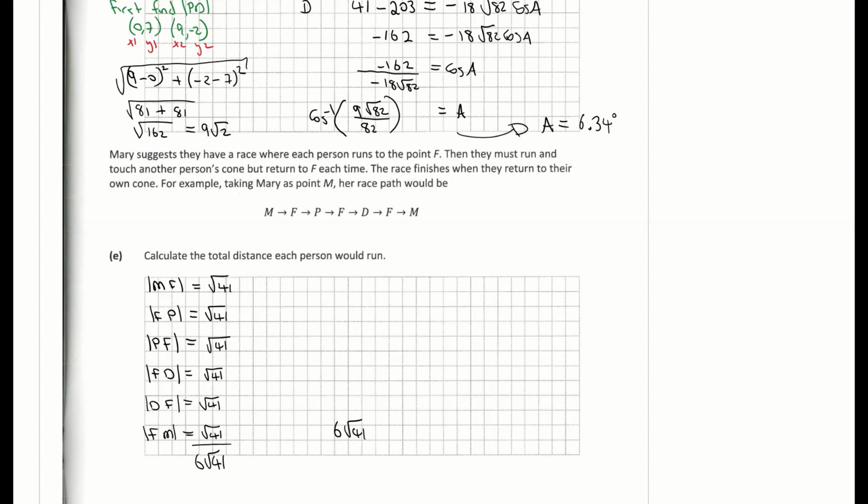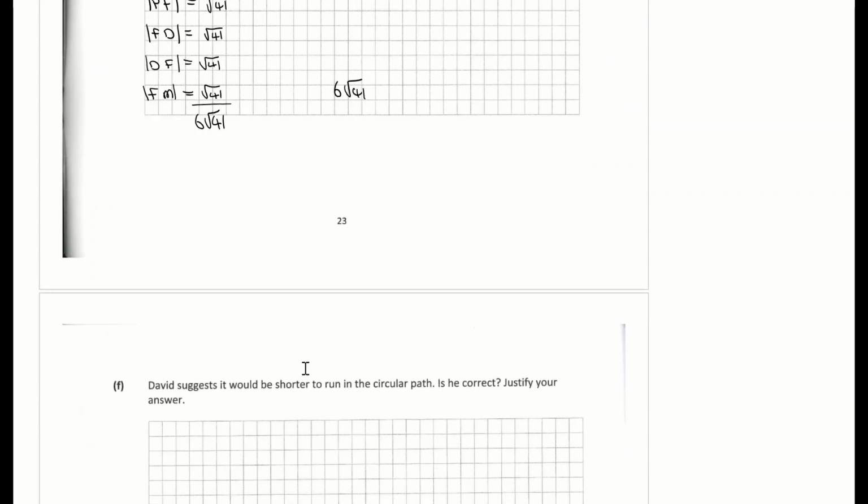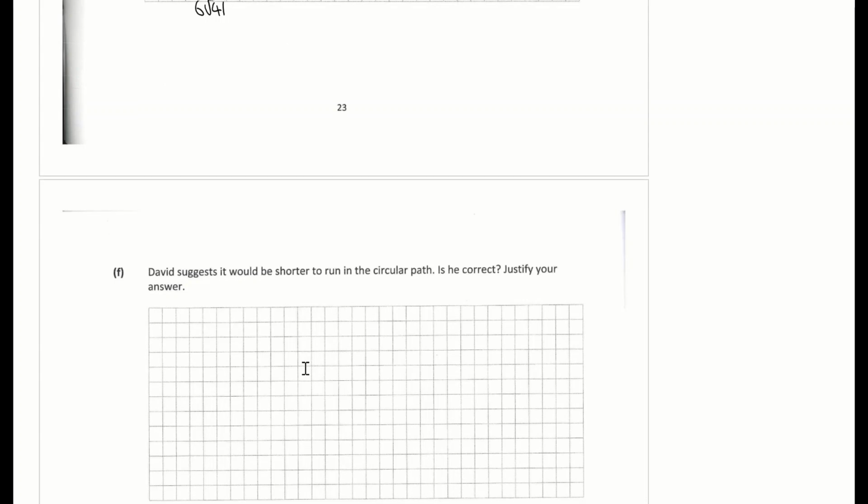Calculate the total distance each person would run. There's a sample route from Mary, which is 6 root 41. But that would be the same for David or the other person, Paul. Okay, that's part E. Looking at part F now. David suggests it would be shorter to run in the circular path. Is he correct? Justify your answer.